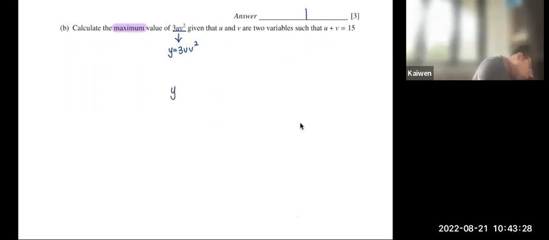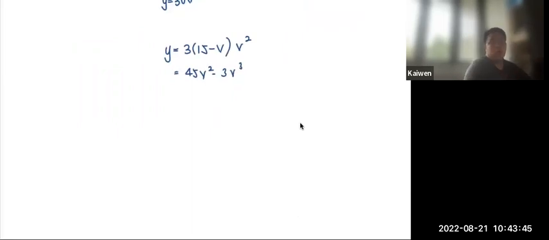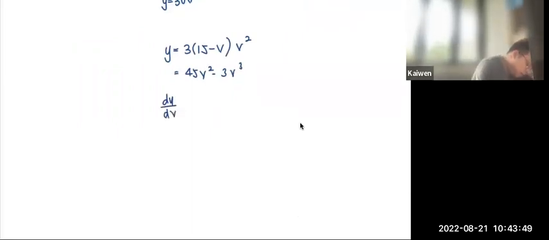So I get y equals 3 times (15 minus v) times v squared. And this will compute to 45v squared minus 3v cubed. Next, we are going to differentiate. So we're going to do dy over dv, and this is 90v minus 9v squared.